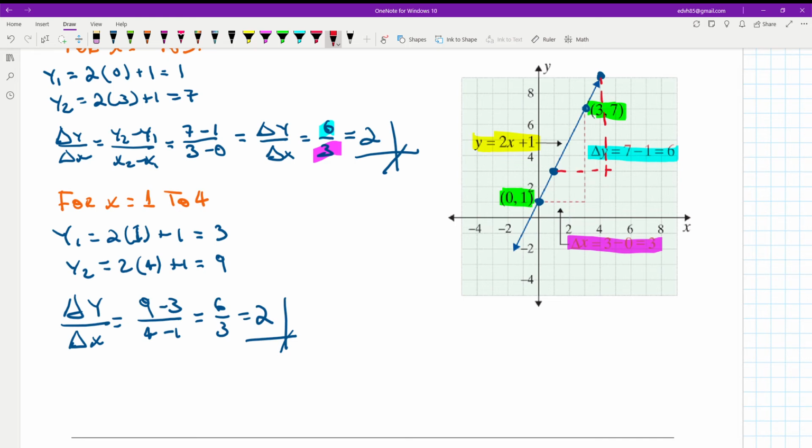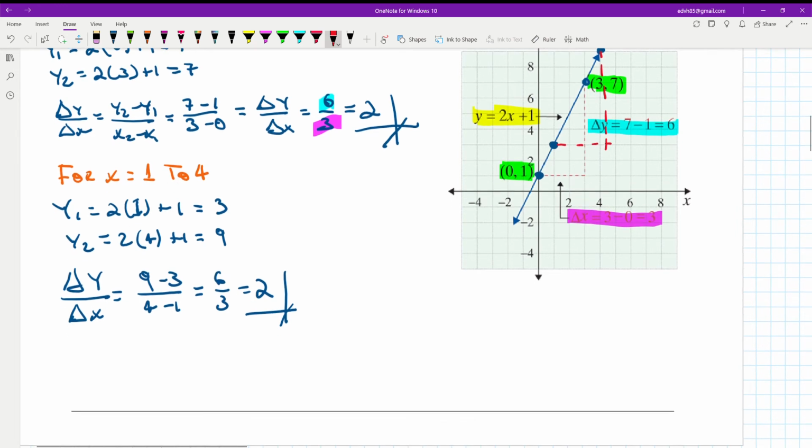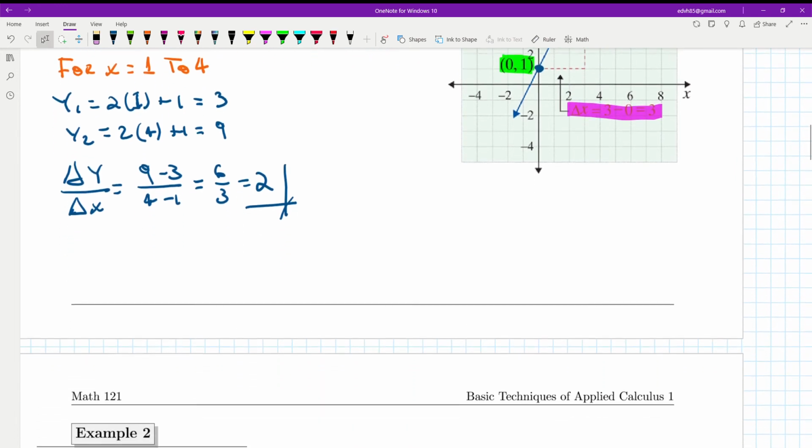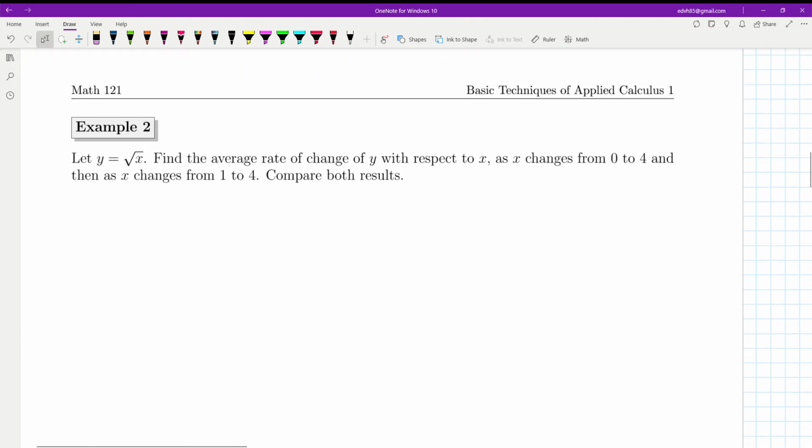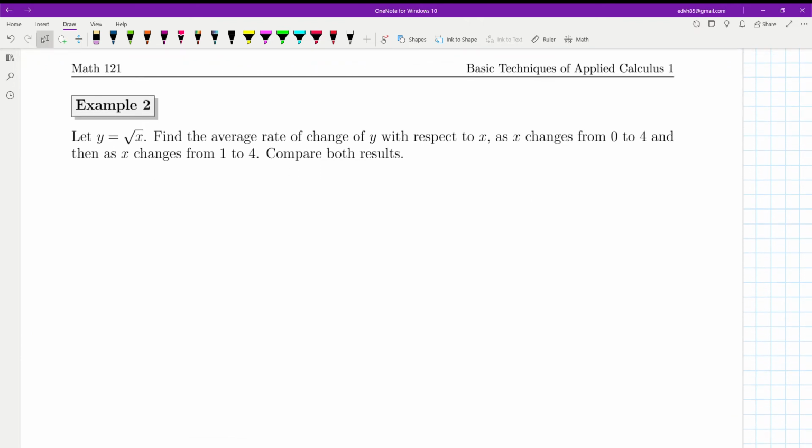Now, like I mentioned before, when it comes to extending this concept to finding the slope, or the average rate of change, of a function that is no longer linear, like the one in the next example, let's see what we're going to get. So let y equal the square root of x. Find the average rate of change of y with respect to x as x changes from 0 to 4, and then as x changes from 1 to 4, and then compare both results.